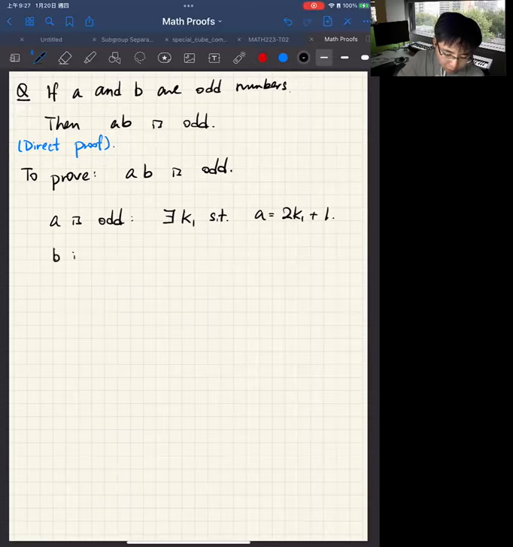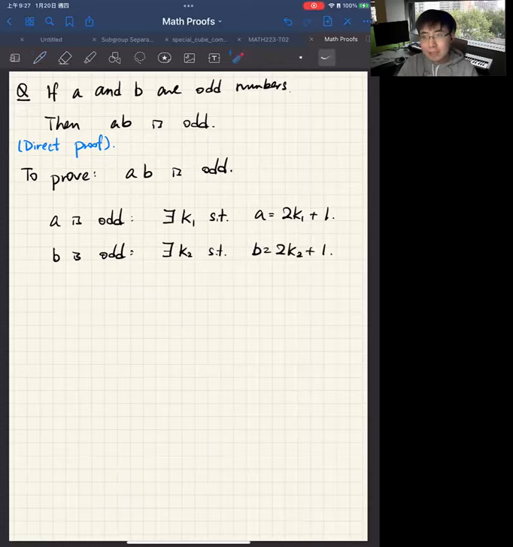So B is odd, means that there exists K2 such that B equals 2K2 plus 1. So remember, even if the definition only uses K, you can use any letter here. And you don't use the same letter, since A and B can be quite different. So you use a K or L or K1 or K2 or anything you like, but you don't use the same letter, okay?